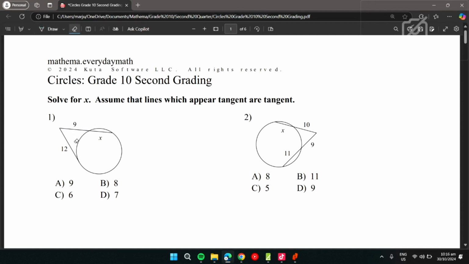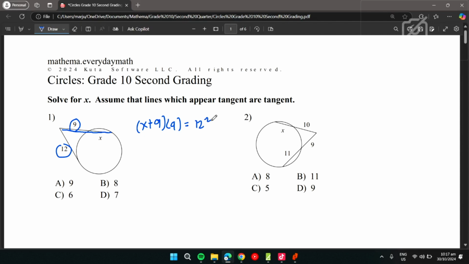Now, based on the theorem, ano bang sabi ng theorem? When we have this, the entire secant line, which is x plus 9, let me write that, x plus 9, and then the product of the other part, which is 9, is just equal to the square of the tangent line. Alright? Itong tangent na yan. So that is just 12 squared. Yun yung sabi sa ating theorem.